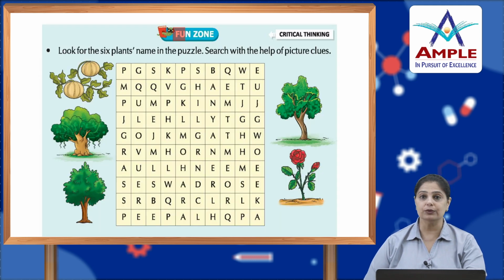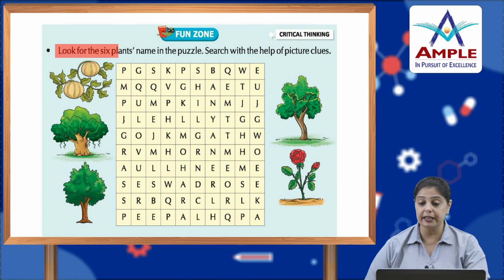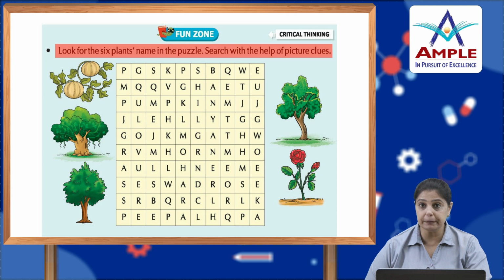Now, fun zone. Look for the 6 plant names in the puzzle. Search with the help of picture clues. Now, you have a pumpkin here, you have mango, you have rose plant, okay. So, now accordingly you have to find, there is a peepal tree in this, okay, there is a neem tree in this. Find out in the crossword grid, okay.